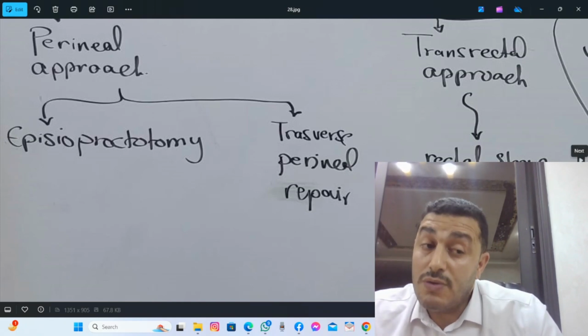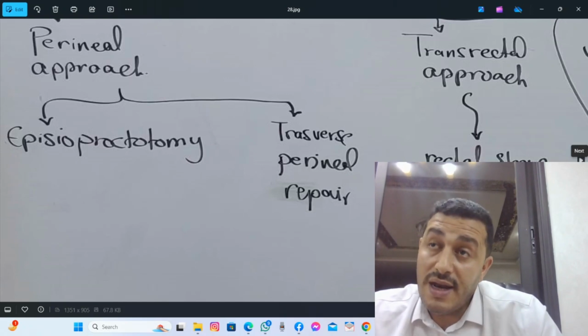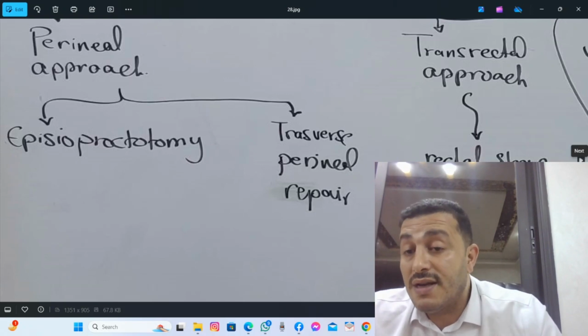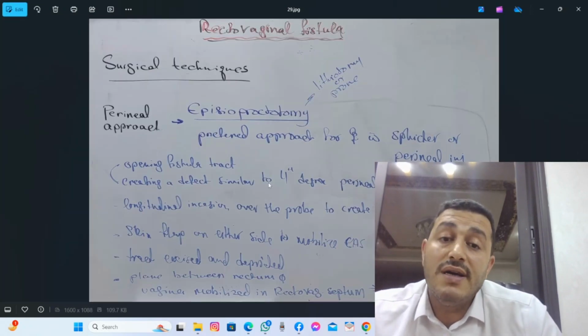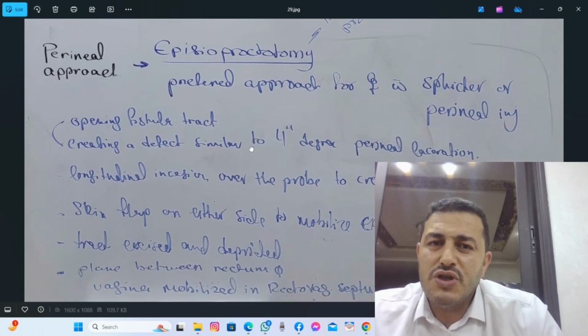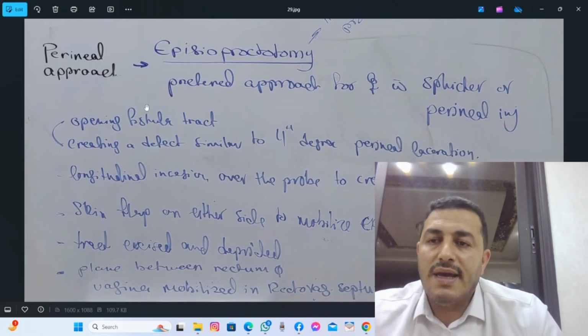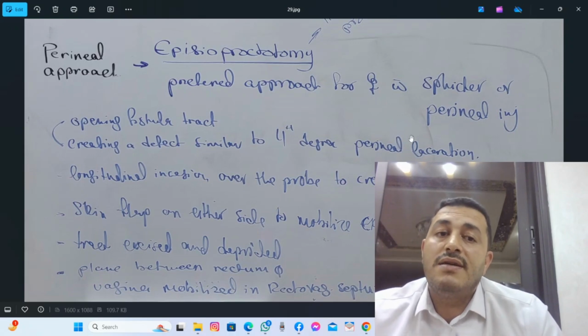Closure should be by layer. We should identify the anatomy well: the pulpocavernous, the transverse muscle, and the external anal sphincter. These patients are in lithotomy or prone position. We said again and again, perineal approach for a female with a sphincter or perineal injury.